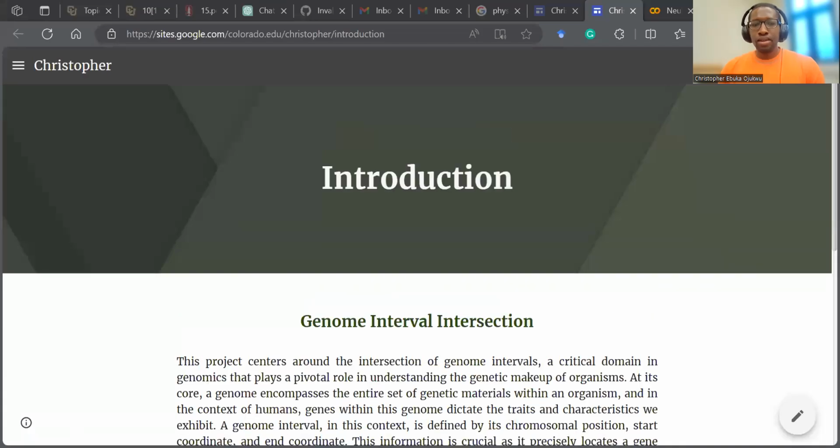So to actually begin, I'm going to double back on what exactly a genome is. Say, for example, a human genome holds all the human genetic information, which means that we know exactly where genes are, we know exactly where the non-coding regions are, we know exactly what genes are expressing where and what not. And a genome interval really is the chromosome position and the start and end coordinates.